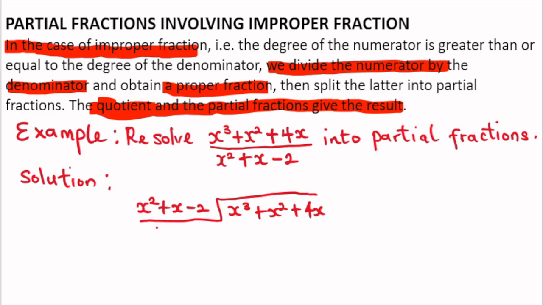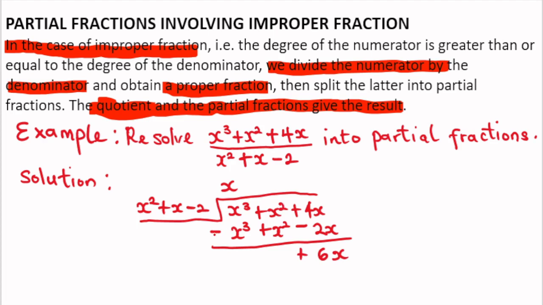The method we are going to use here is the method we use to divide polynomials. So the first thing we are going to do is to take x cubed divided by x squared, which will give us x. Now x times x squared will give us x cubed. x times x will give us plus x squared. x times minus 2 will give us minus 2x. So we are going to subtract, which is what we do for normal long division. Now 4x minus minus 2x will give us plus 6x.